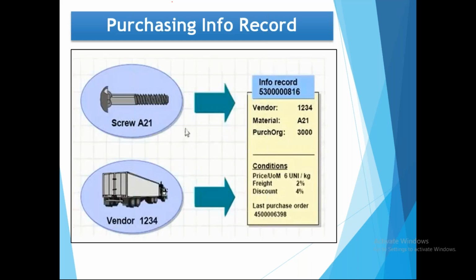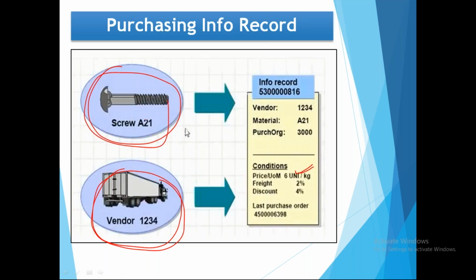So basically the purchase info record will contain information for a combination of material and vendor: what the price is when you procure this material from this vendor, what the freight charges are, what the discount is. All that information you will maintain in the purchase info record.